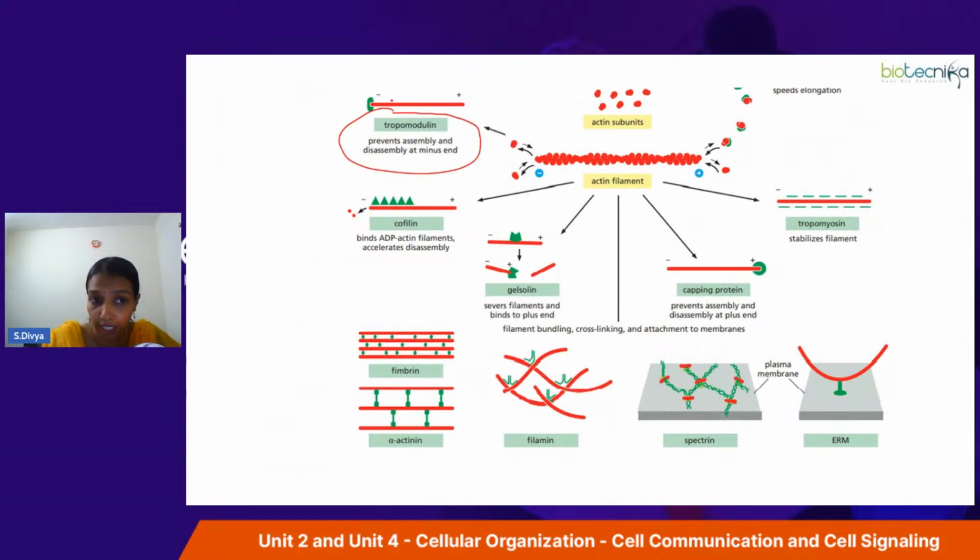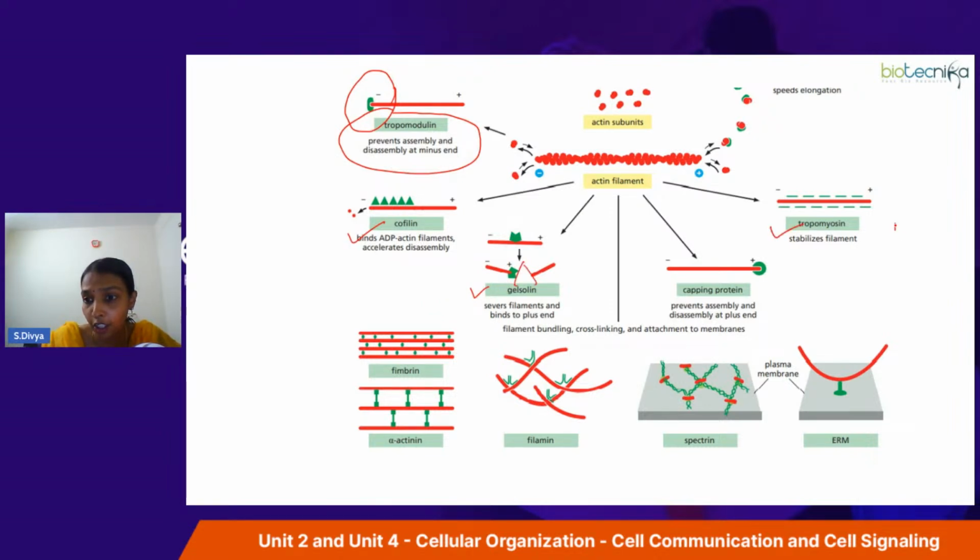Tropomodulin. If you are hearing it for the first time, definitely it will confuse you. But if you have already studied and are looking at it again, it's a very good revision for you. Tropomodulin prevents assembly and disassembly at the minus end, that means it remains neutral. Cofilin, disassembly. Gelsolin, like your katanin, breaks down.